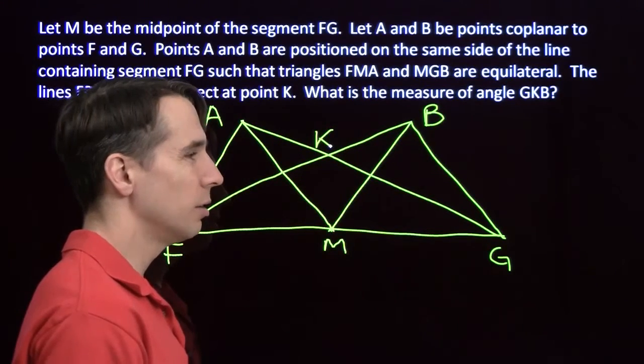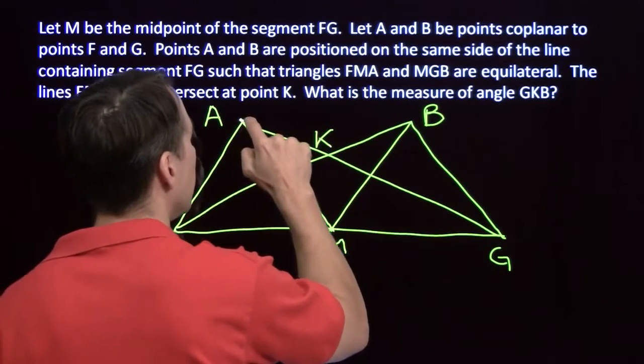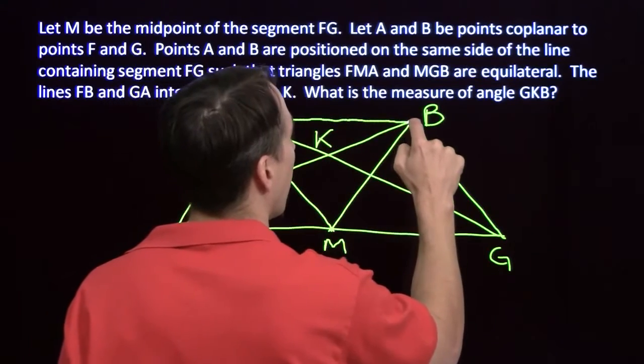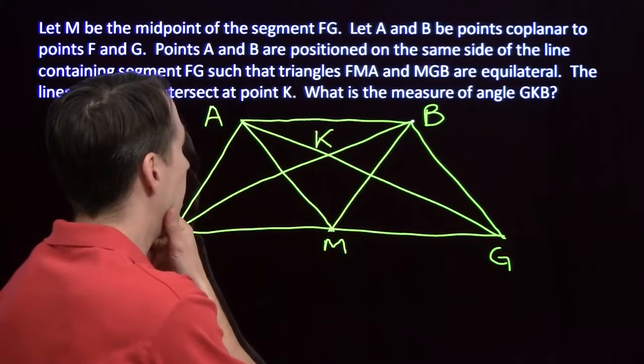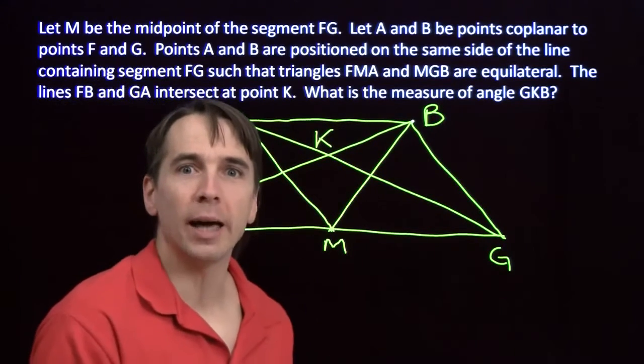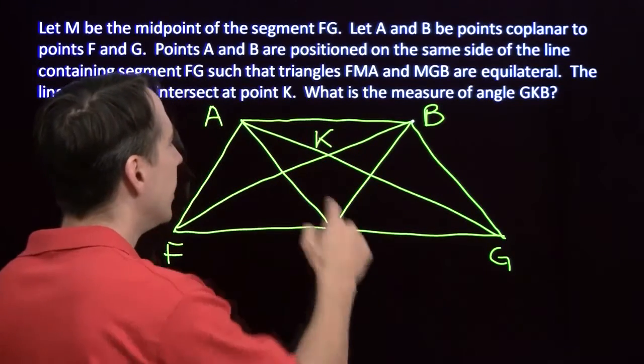Draw AB. Okay, I'll draw AB. Harvey tells me to draw AB. I draw AB. Now I'm going to draw what Harvey sees. That's three equilateral triangles. He's right.